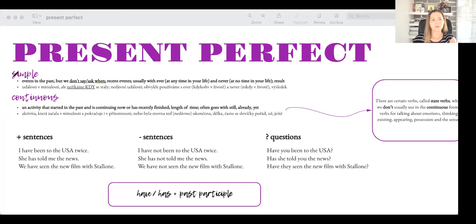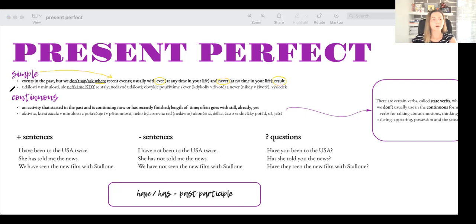As for the present perfect simple, we use it for recent events. For example, if I have a glass of wine here in my hand and I drop it, I say, oh, I've dropped my glass. That's a recent event. Then these sentences usually go with ever, so sometime in my life, and never, at no time in my life. And we usually focus on the result.